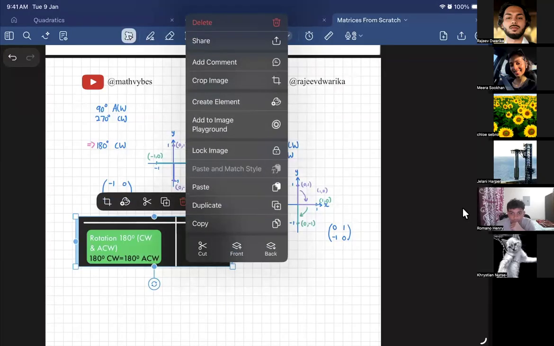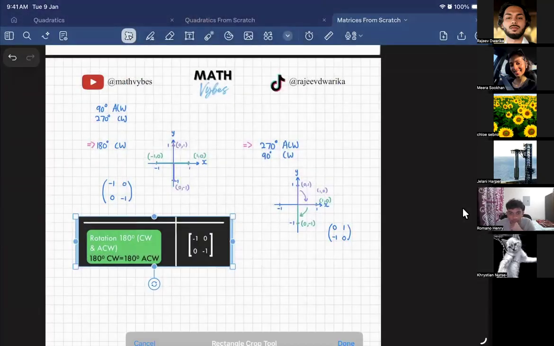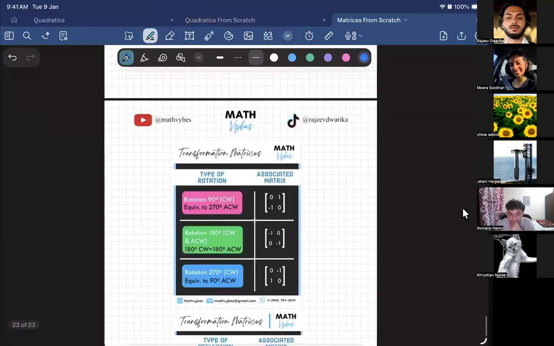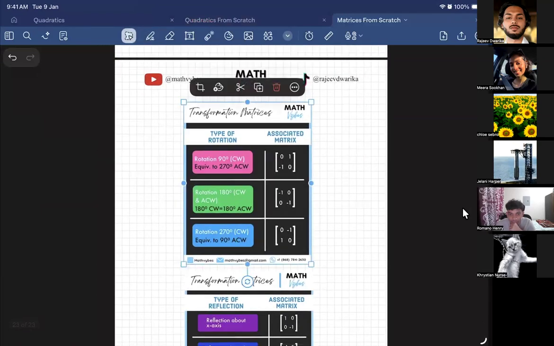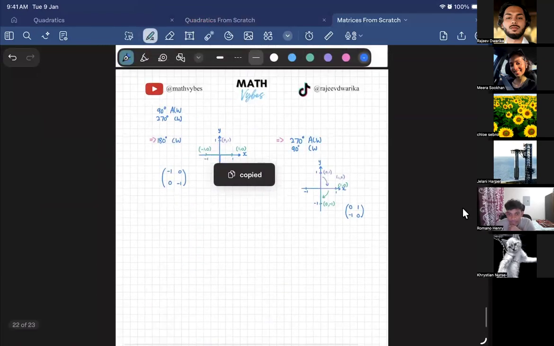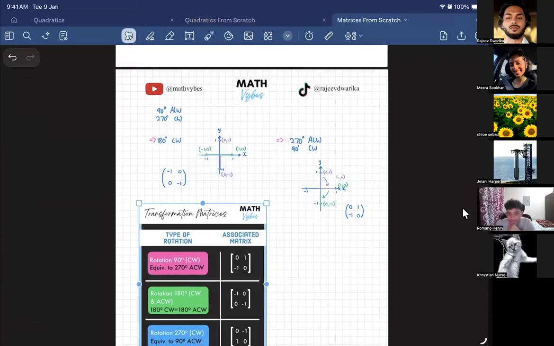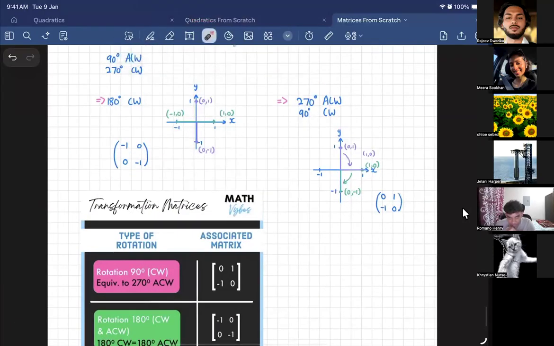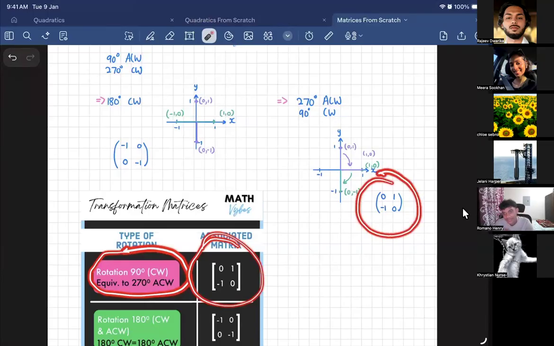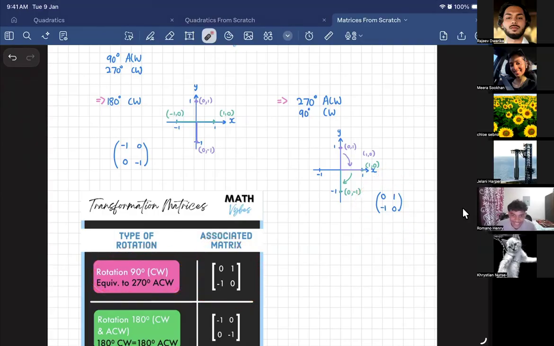Let's see if that's correct. Yep. Watch it. Rotation 90 degrees clockwise: 0, 1, -1, 0. Yeah, Romano, this is pretty powerful stuff. So Jelani, you feeling satisfied now that it worked? Yes.